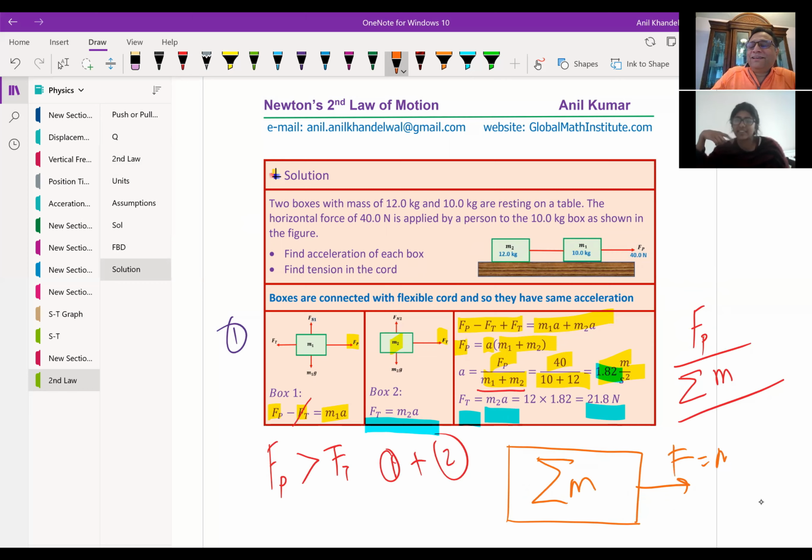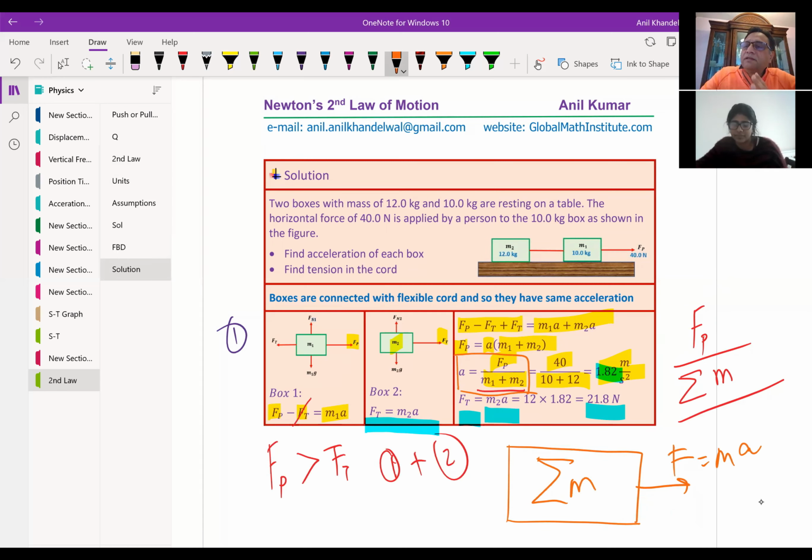F equals ma, done. Just add all the masses together, because they're all connected, and then you get this formula: acceleration is the force divided by the sum of masses. Do you see that part?